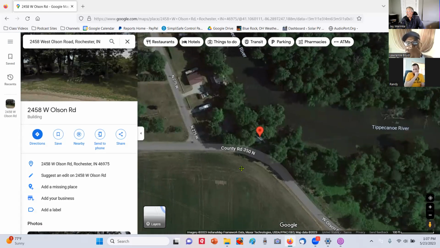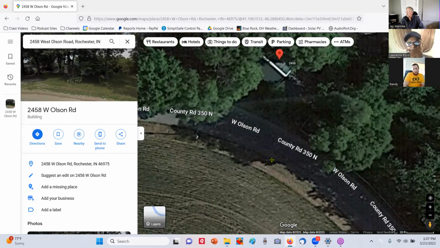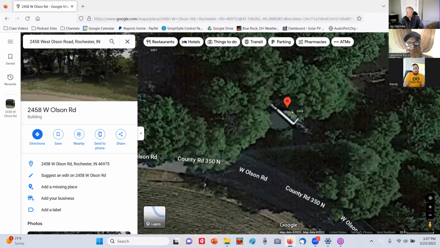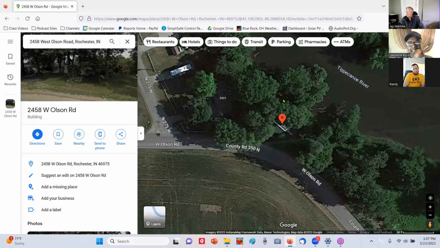Is that the building? Yeah, that's the section. Boy, that was a good deal if you got that right there on the river, huh? Tippecanoe. Yeah.